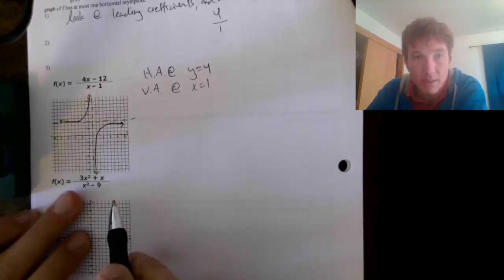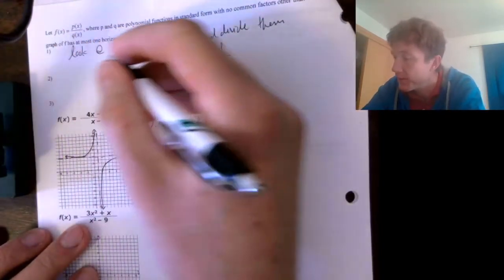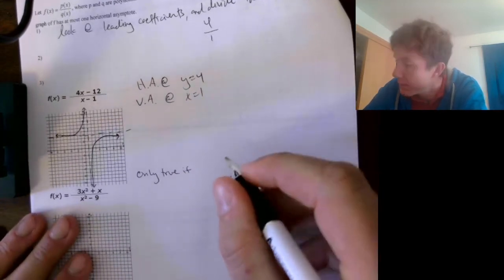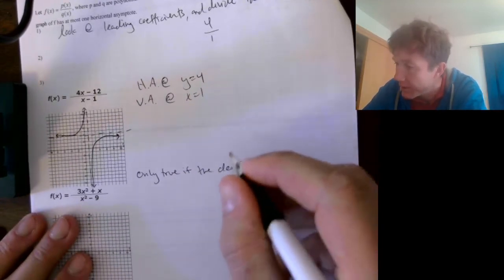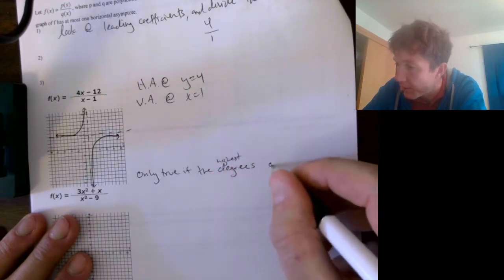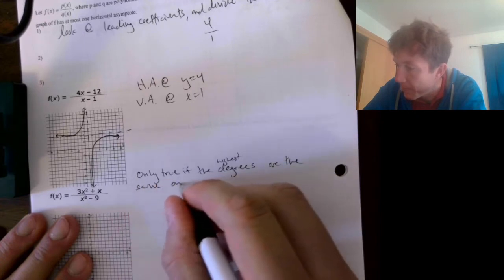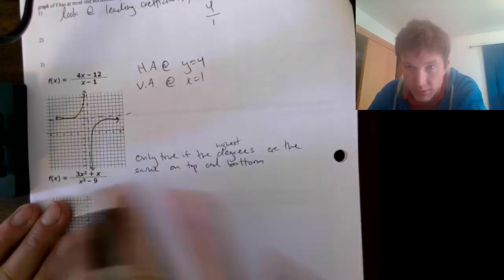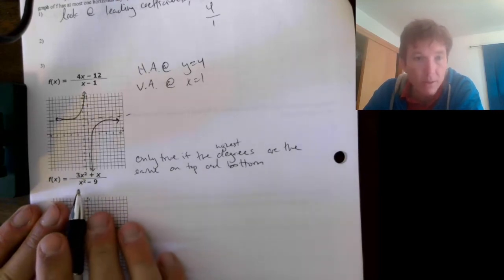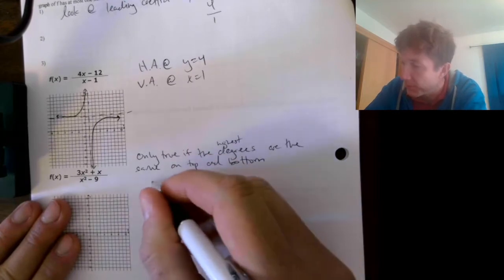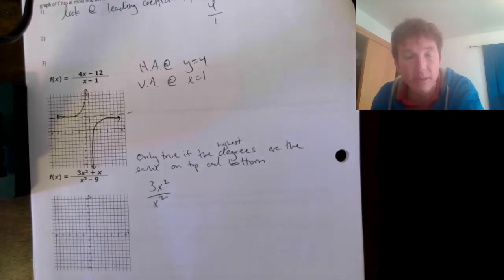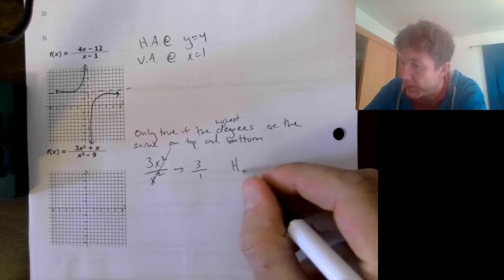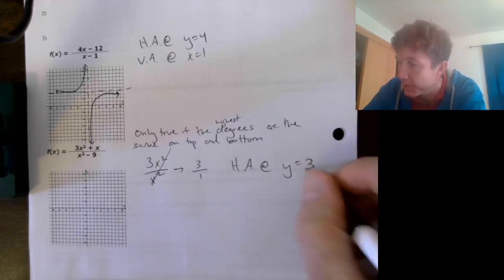Alright, look at this. This is only true if the highest degrees are the same on top and bottom. In this case, we have 3x squared plus whatever, I don't care about that, I'm just looking at the highest degree, over x squared minus whatever, I don't care about that. So we have 3x squared over x squared, okay? So this is going to be 3 over 1, since these cross out. So I have a horizontal asymptote at y equals 3.